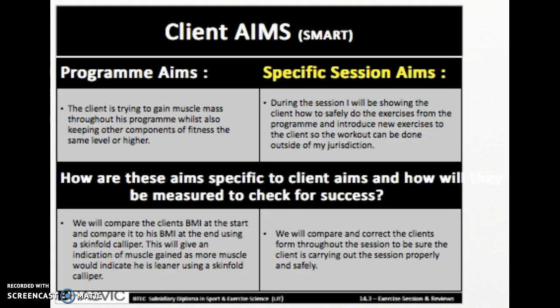The client will be working the whole of his upper body throughout the session, in relation to his goal of gaining muscle mass throughout his 6-week program. My first choice of training was plyometric, but I chose to use circuit training of the upper body for the client due to an injury in his ankle.